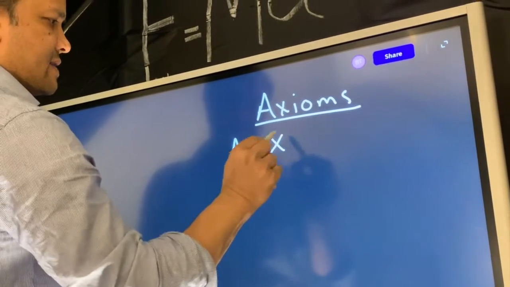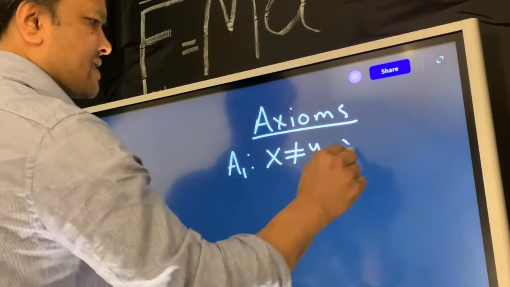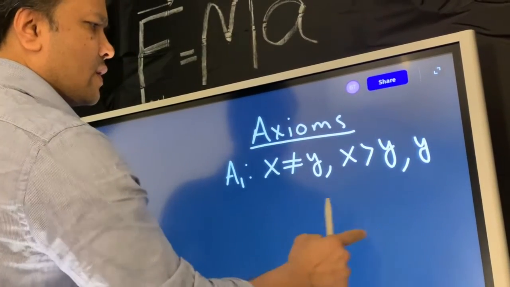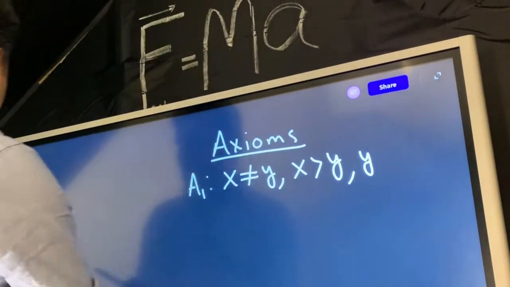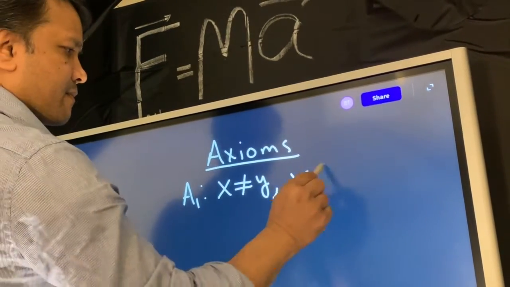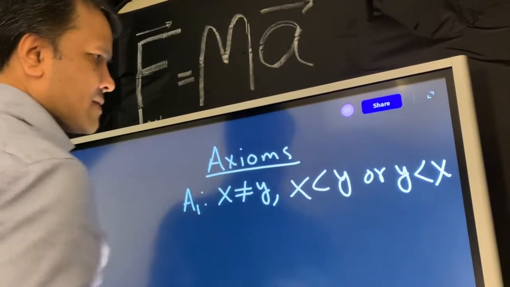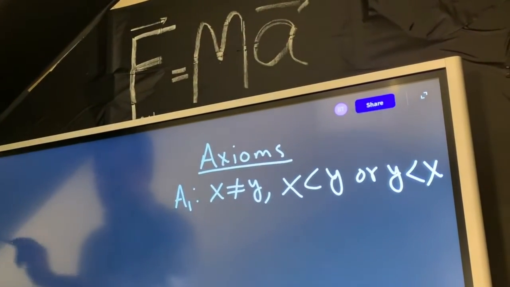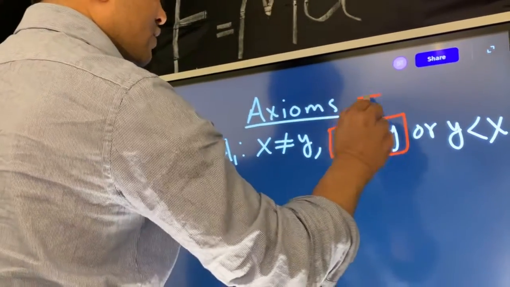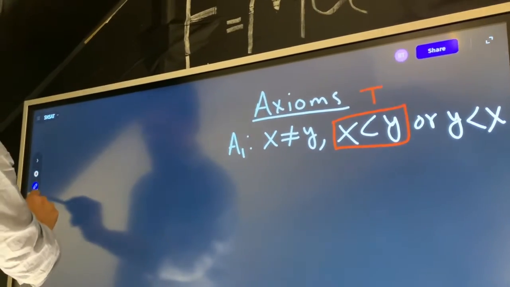Let's say if x is not equal to y, what do you expect? x is either less than y, or y is less than x. All right, and let's say x is less than y. That is true. Just let's say that now. That's part of the axioms.